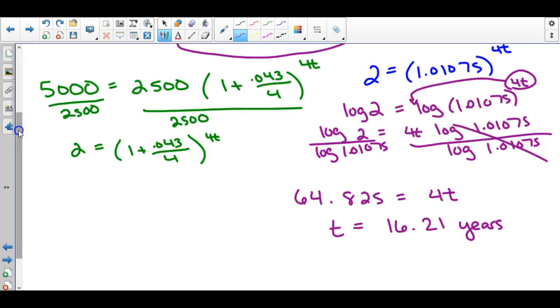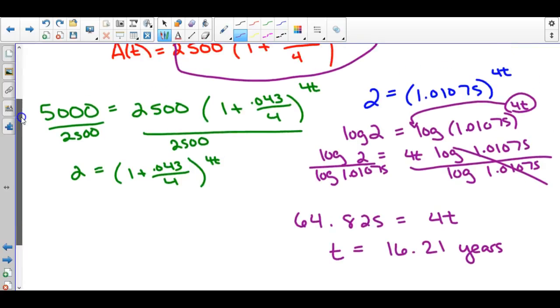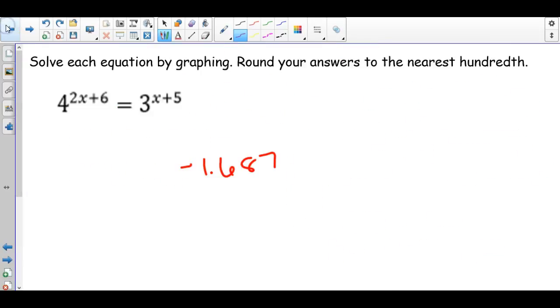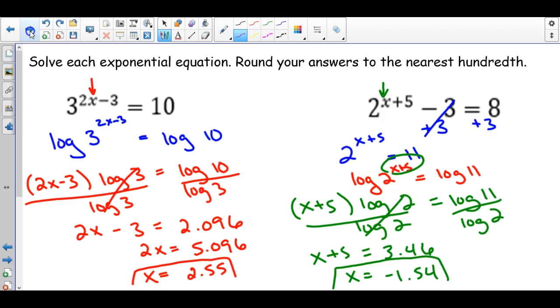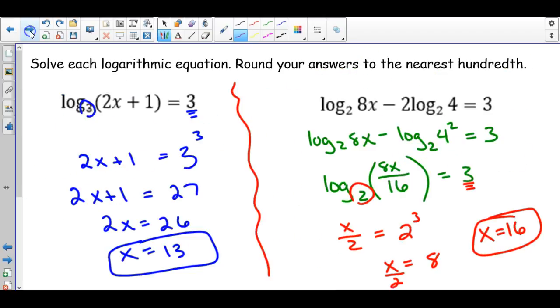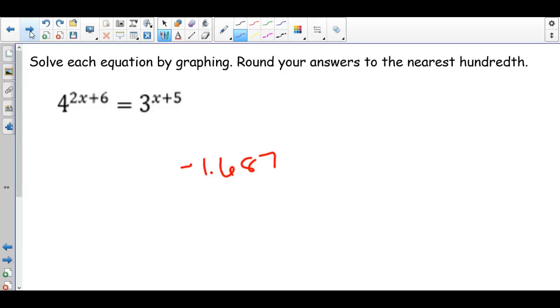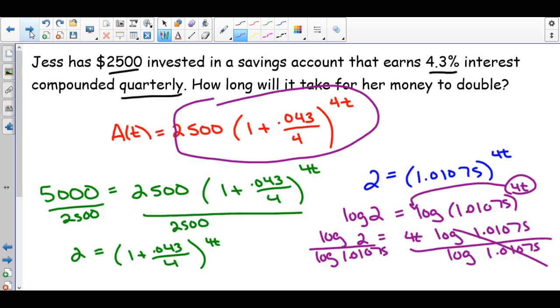So again, it's something we had done already, but using the intersection feature, now we can use the algebra and do all this log stuff to basically undo the exponents. So quick recap then: we learned the change of base formula first, and we went through a couple examples of solving exponential equations using logs. And then we solved a couple log equations using exponents, solved some equations by graphing, and then we went through a story problem application.